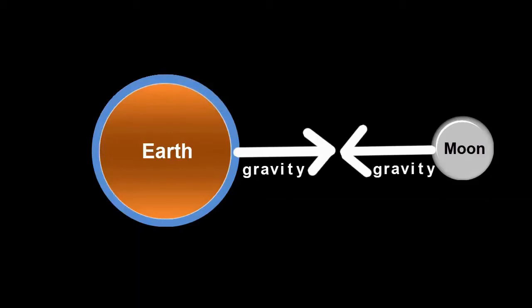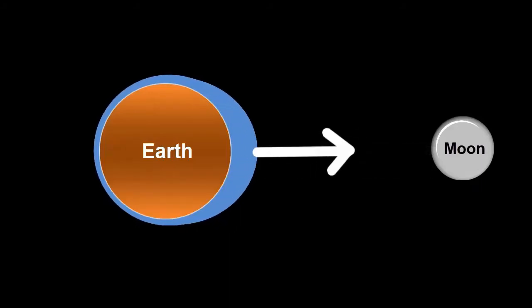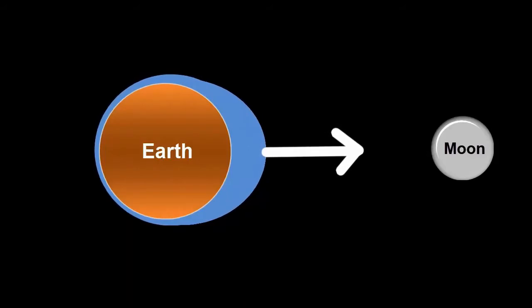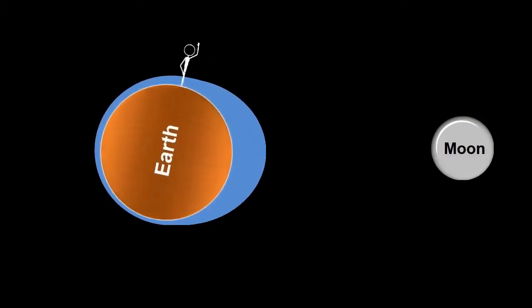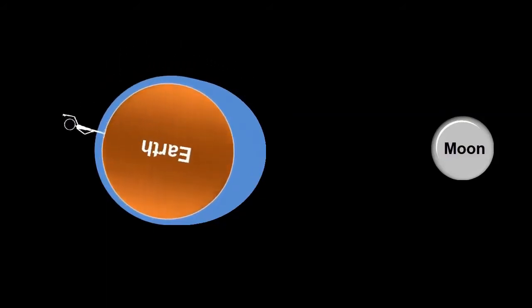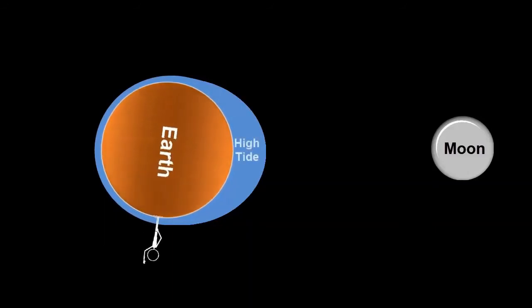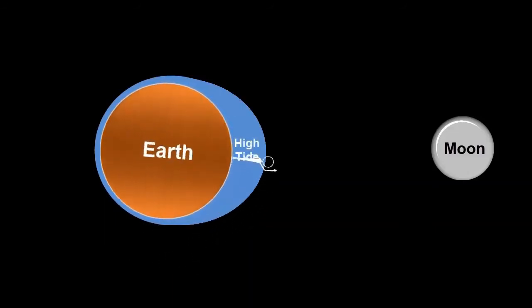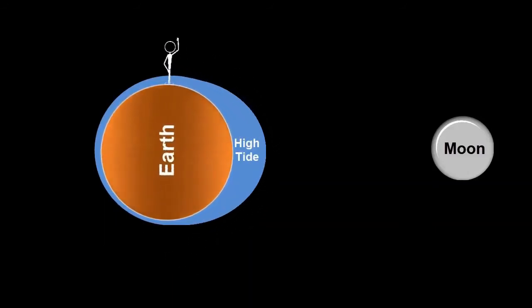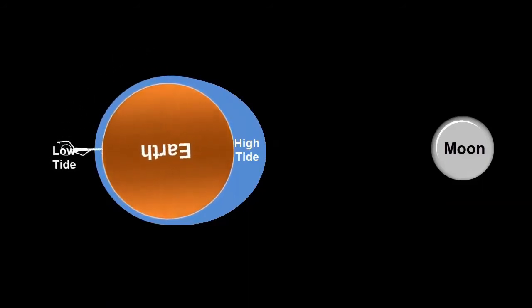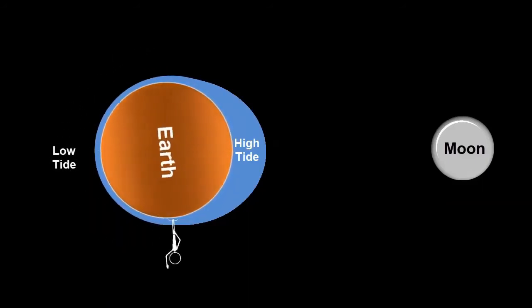Notice that the two force arrows are the same length, showing the gravitational attractions are of equal strength. But we're only interested in the force on the Earth here. The moon pulls on the ocean closest to it and makes it bulge outwards. When the Earth rotates, the sea level is higher at this point in its rotation, causing a high tide. And a low tide where the oceans don't bulge.